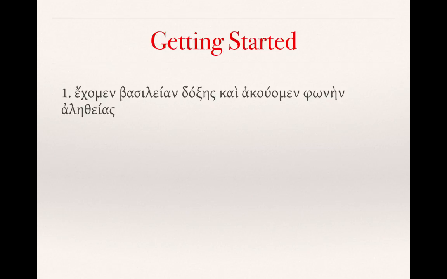Echomen basilean doxes, kai akuomen phonen aletheas. We would begin to find the main verb. And so as we look, I only see two verbs, and fortunately they're formed exactly alike. So we know that there are two main verbs, and that they are echomen and akuomen. And I've highlighted here those endings, men, to indicate the first person plural of those verbs.